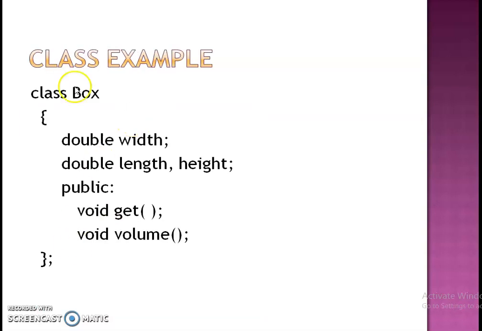Box is my class, and it contains 3 private data members. Whenever we forget to label the access in C++, by default it is considered private. It contains 3 variables, and under the public access specifier we have 2 methods: one is get, another one is volume. Get reads the width, height, and length of the box, and using the formula I'm going to calculate the volume of that specific box.